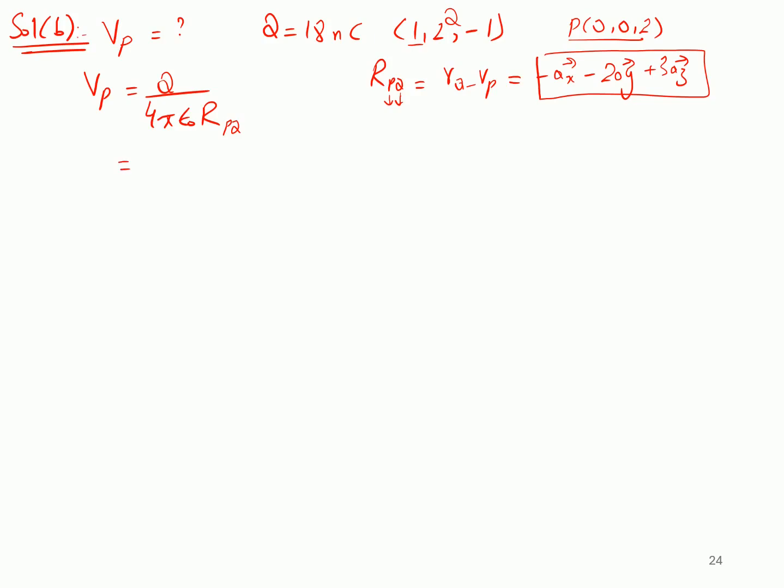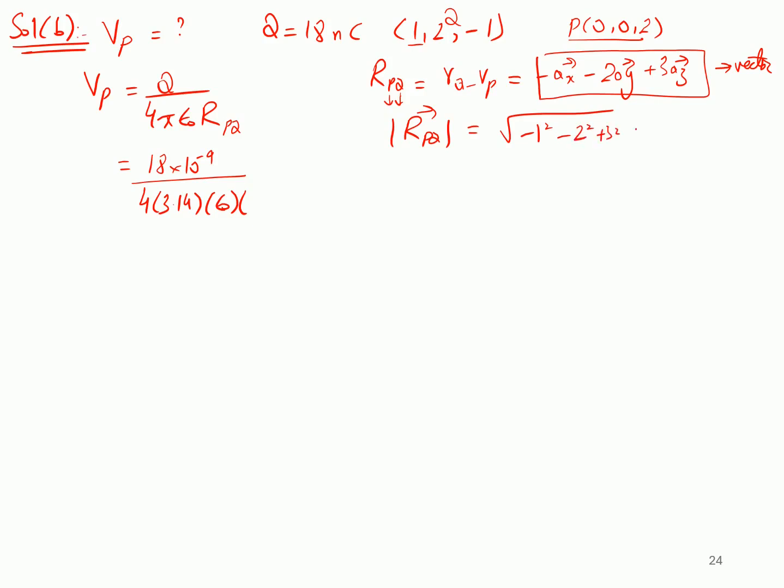So incorporate everything into the equation, so it comes out to be 18 into 10 raised to power minus 9, divided by 4 into 3.14 multiplied by 8.85 into 10 raised to power minus 12, and the value is, so this is again in vector, and the potential is always a scalar, so we need to find the magnitude of R PQ. So it comes out to be, you take the square of minus 1 square plus minus 2 square plus 3 square, and it comes out to be 3.741.